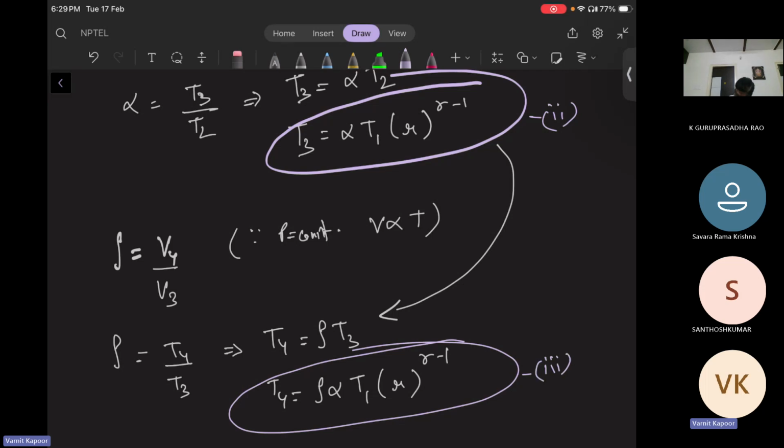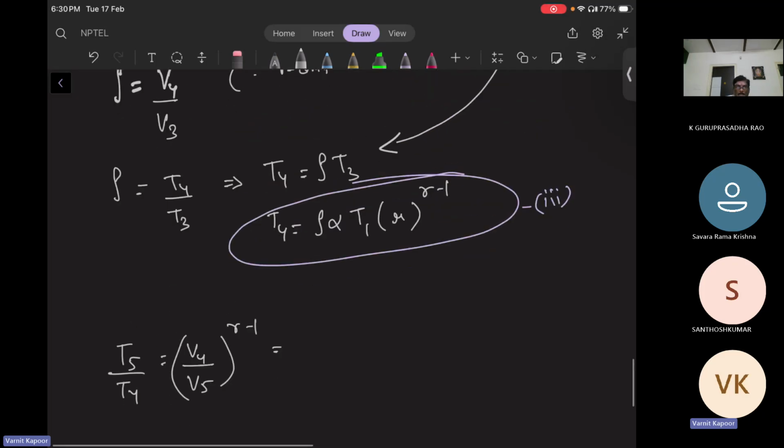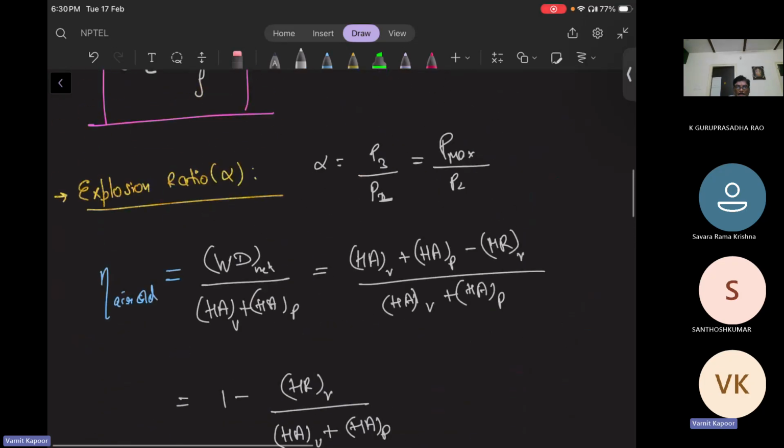Now the last part, that is your T5. 4 to 5 is an isentropic expansion process. Again, from the relation we know that T5 by T4 is nothing but V4 by V5 to the power of gamma minus 1. And since V4 is nothing but, what will be V4 and V5? How can we convert it in terms of, can we write it like this, rho by r to the power of gamma minus 1? Can we write this? Just now we proved it above. Let us see.